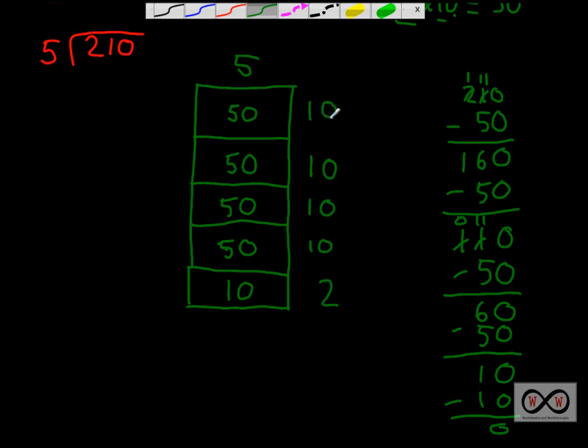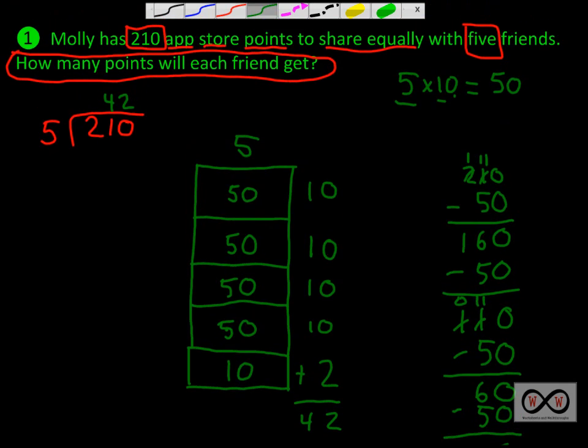Well, let's just add up these. If you've organized them, it makes it quite easy to do, because you've got the ones place to add up and then the tens. So let's do that. 0 plus 2 equals 2, and then we've got 1, 2, 3, 4, 42. Okay, so 5 goes into 210, 42 times. Now let's go back and see if that would make sense. If Molly had 210 App Store points to share equally with 5 friends, each friend would get 42 App Store points. Well, yeah, that seems to make sense.